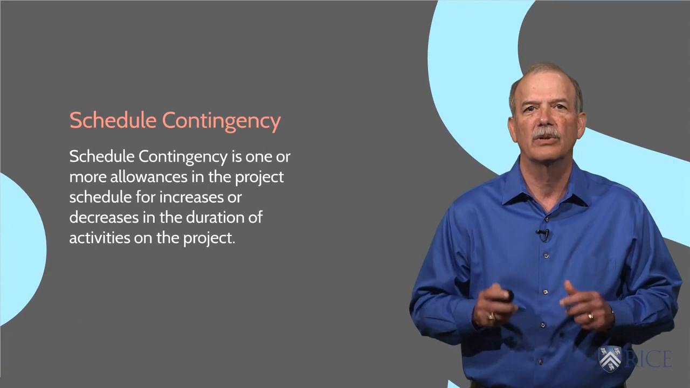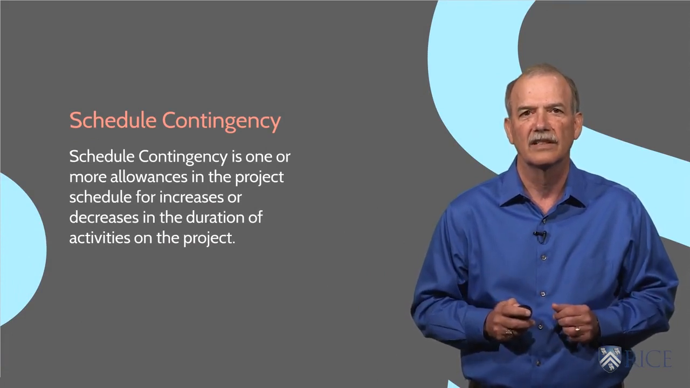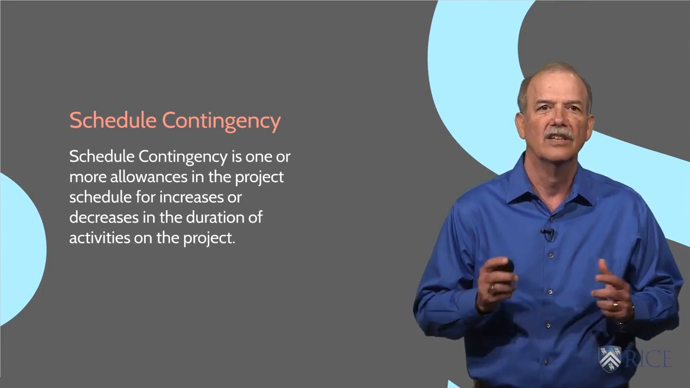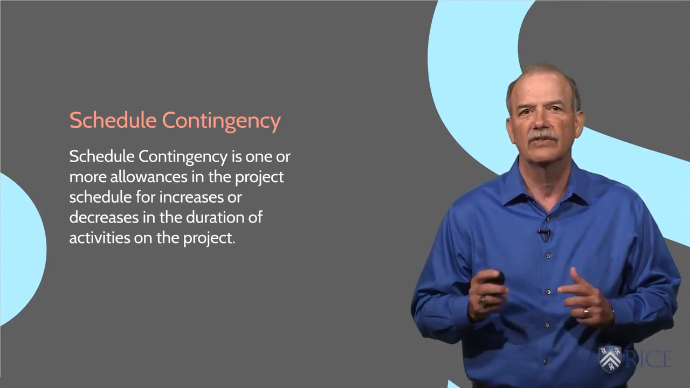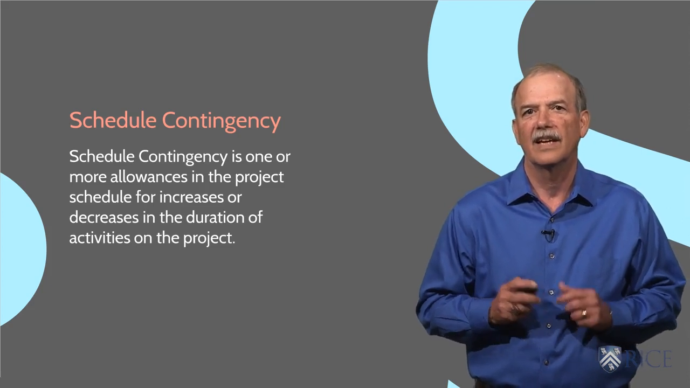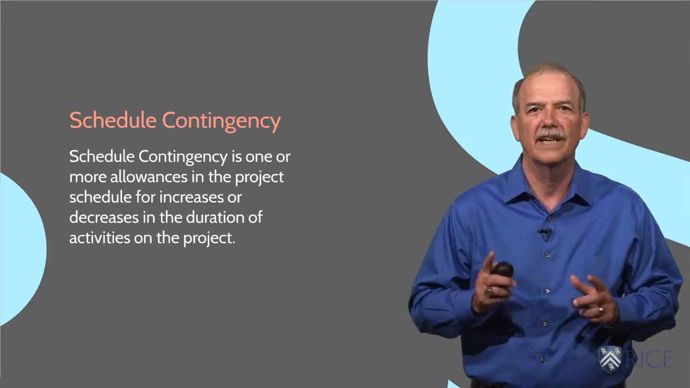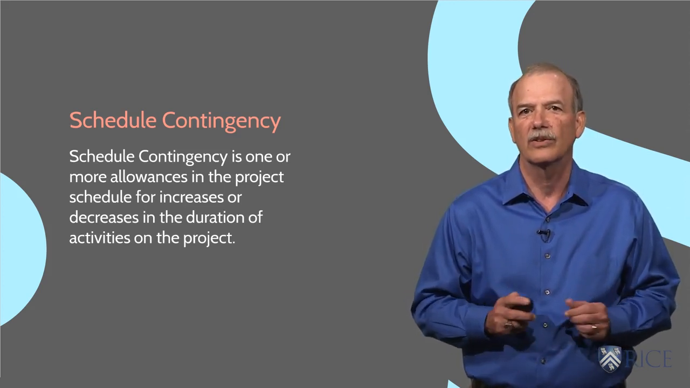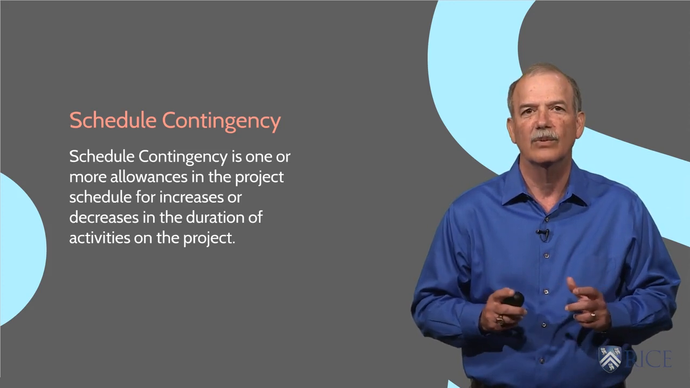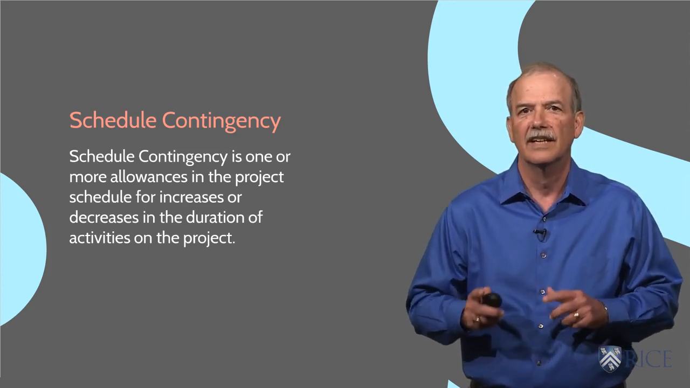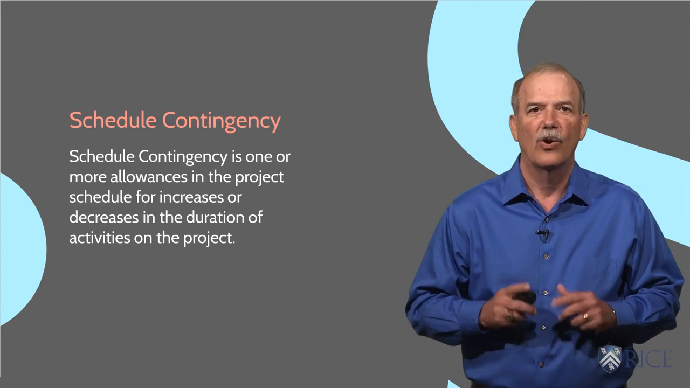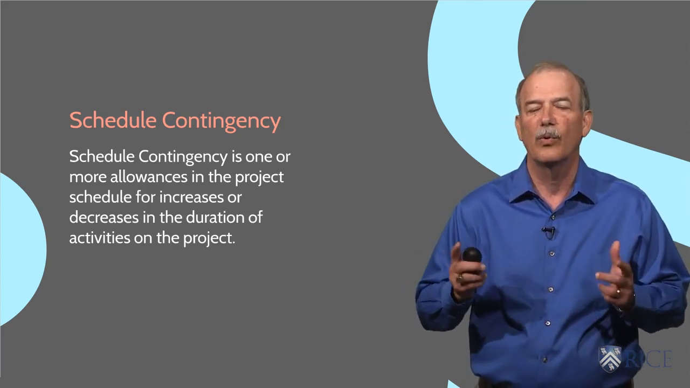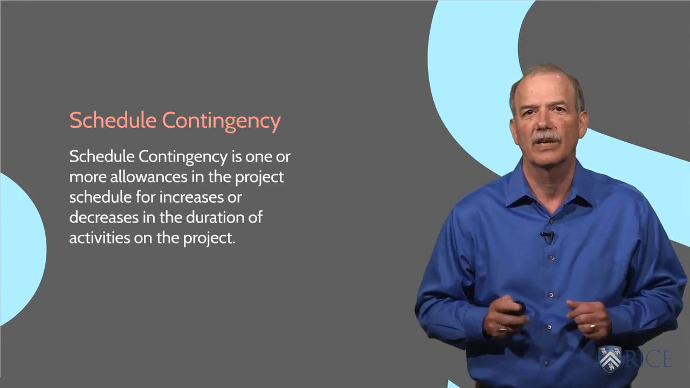Schedule contingency is similar to cost estimate contingency. Schedule contingency is one or more allowances in the project schedule for increases or decreases in the duration of activities on the project. They account for the fact that it may take longer to complete an activity or that it may be impacted by an outside agent such as weather. Again, we can estimate schedule contingency as a percentage of the project or an activity duration as a fixed period, or we can perform a quantitative analysis to determine the recommended amount.